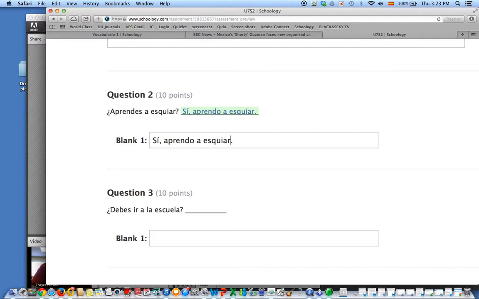Or if you don't, you can write no. Same thing. Make sure you put the comma right there. No, no aprendo a esquiar. Remember that first no is answering the question: are you learning to ski? No. But because we're writing a complete sentence, we need to add I'm not learning to ski. So the second no is the not. The first no is you answering the question, and the rest is the rest of the sentence. No, no aprendo a esquiar. I'm not learning to ski.